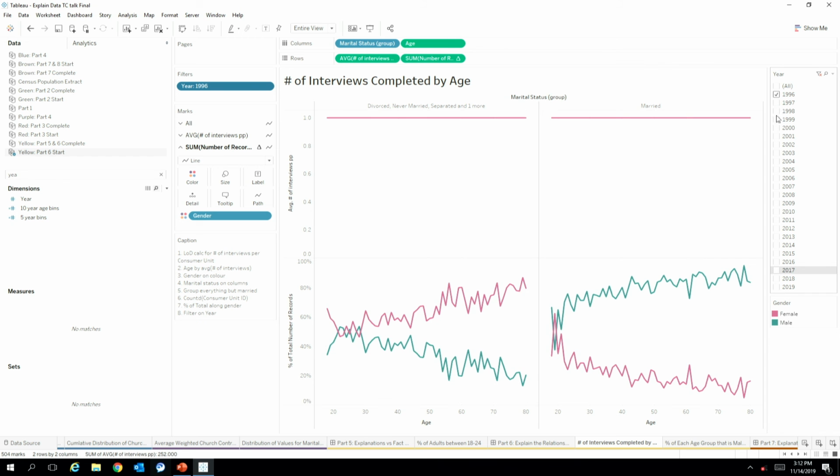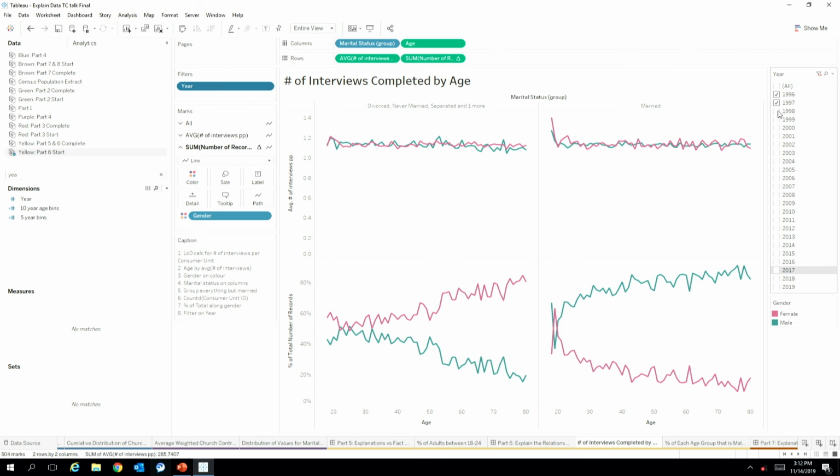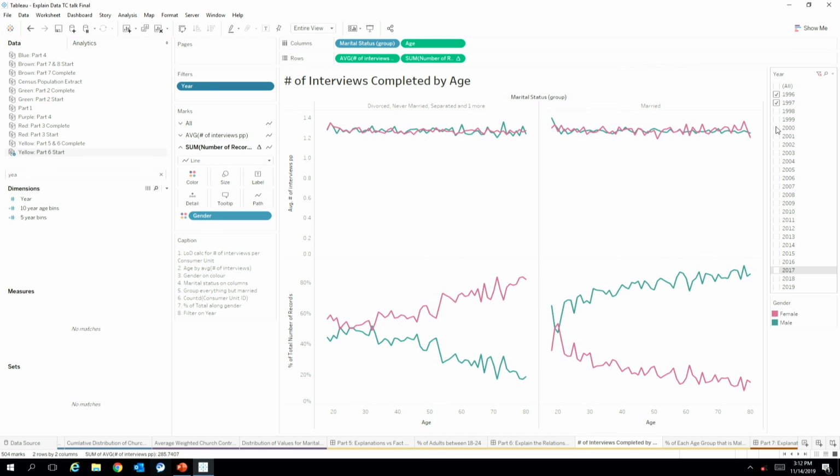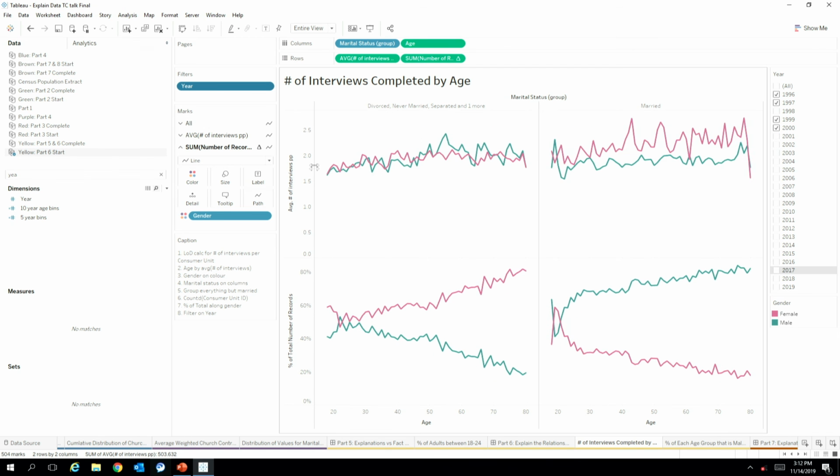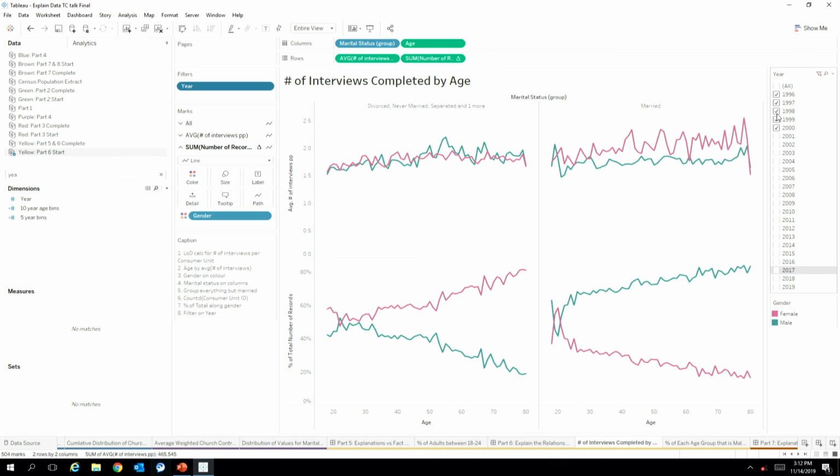In the early 90s, people completed much fewer surveys. So if you watch the average number of interviews per person, they are climbing over time. In the earlier years, when men were more likely to respond, the survey was basically less effective at getting people to respond to repeats. And so that's why you end up seeing this trend where it looks like women are more reliable than men.